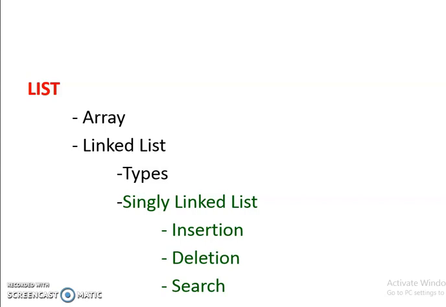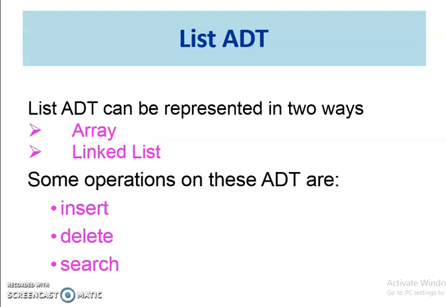Let us see in this video the list, that is the array and the linked list, types of linked list and the single linked list in detail. Coming to the list ADT, it can be represented in two ways as array and the linked list. The operations that can be performed on these ADT are insert, delete and search.